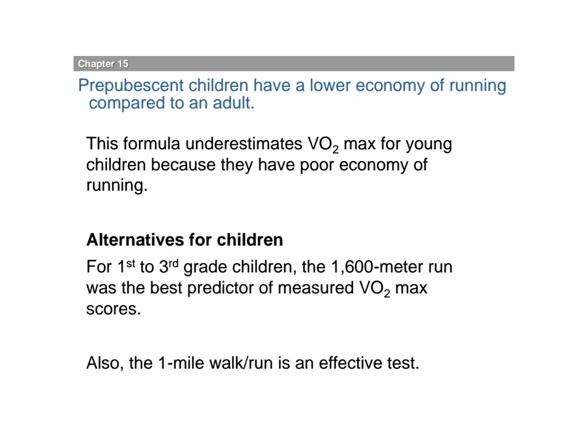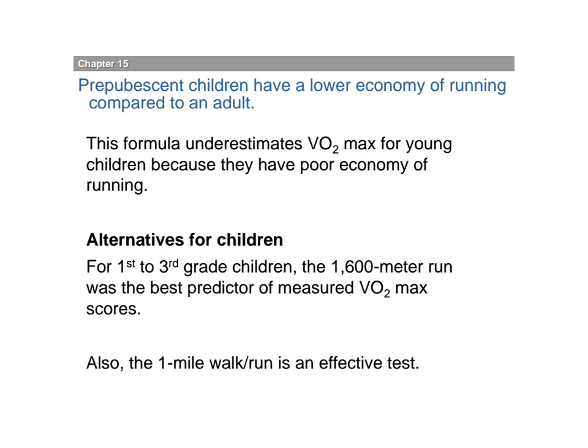If you were going to do this Cooper's 12-minute run or the other Cooper's test, which I believe was the 1.5-mile run, neither of those is really going to accurately capture the ability of prepubescent children. That's because they have a lower economy of running compared to adults. So it underestimates the VO2 max because they're not running as efficiently, but everything else is working fine. Their cardiorespiratory function is actually quite good, but they're not as efficient with running.